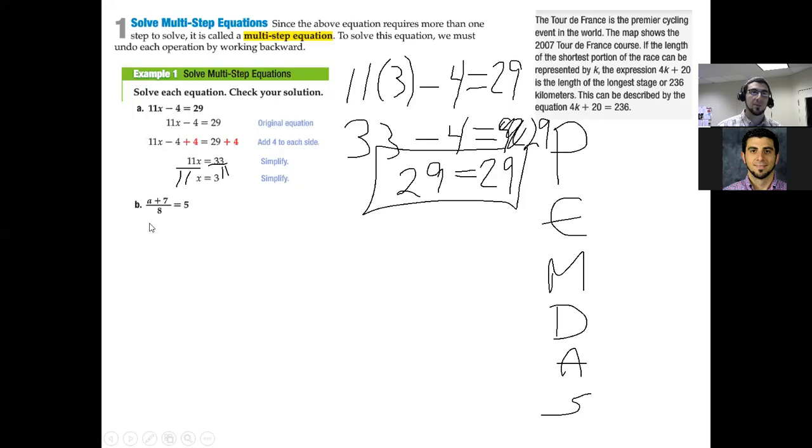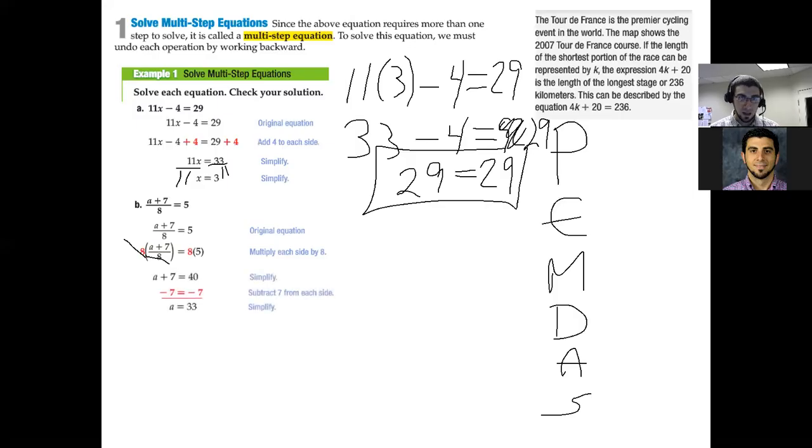So a plus 7 divided by 8 equals 5. Again, if you plugged a number in for a, you would first add the 7, then divide by the 8. Remember, the fraction bar is a grouping symbol. It groups the problem into a numerator and denominator, and you can't divide by 8 until the numerator would be simplified. So you'd have to add first, then divide. Well, if you're going to reverse all of that, you would multiply by 8 first, then subtract the 7. So we're going to multiply both sides by 8, and these 8s are going to cancel, and you'd have a plus 7 equals 40, and then subtract 7 from both sides, and you get a equals 33.